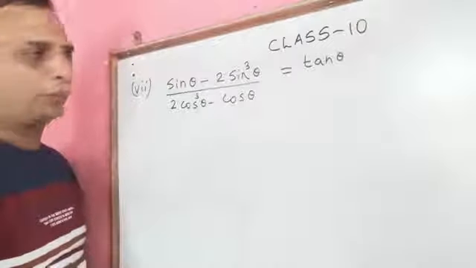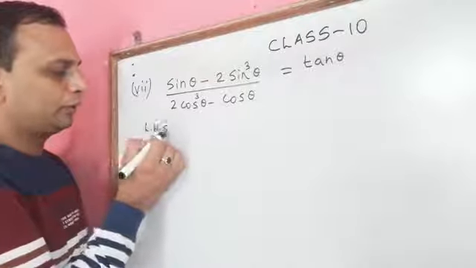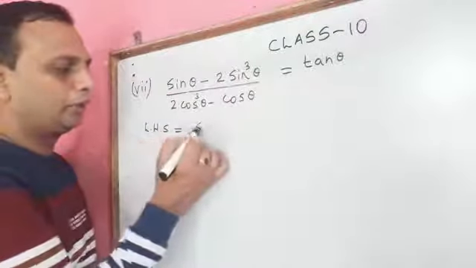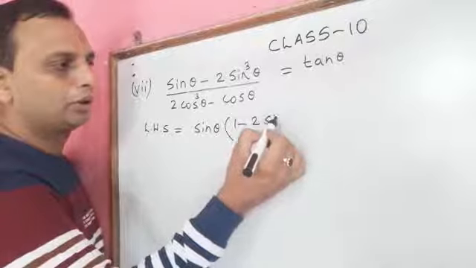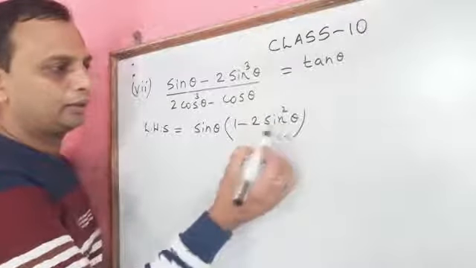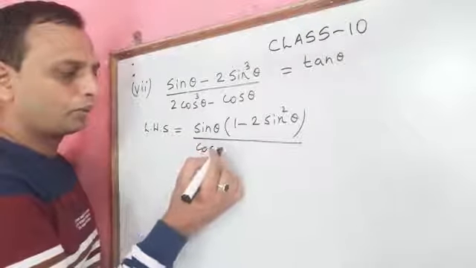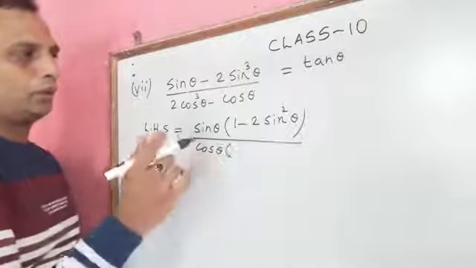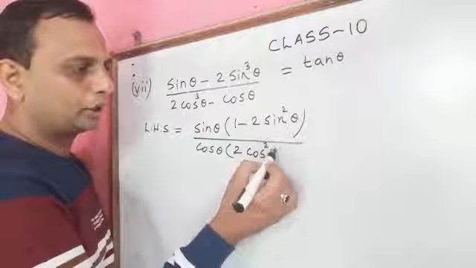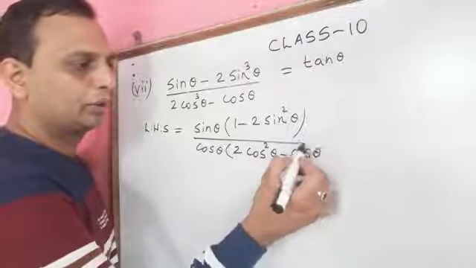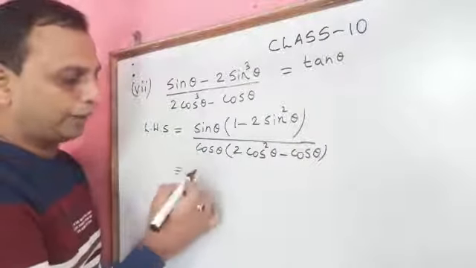So this is the LHS side, and we write here LHS. You can see sin theta is there in both the terms in the numerator, so we take sin theta common. In the bracket we get 1 minus 2 sin square theta, upon, in the denominator we take cos common, cos theta. If I take cos common, I get 2 cos square theta minus 1. Now sin upon cos will be tan theta.